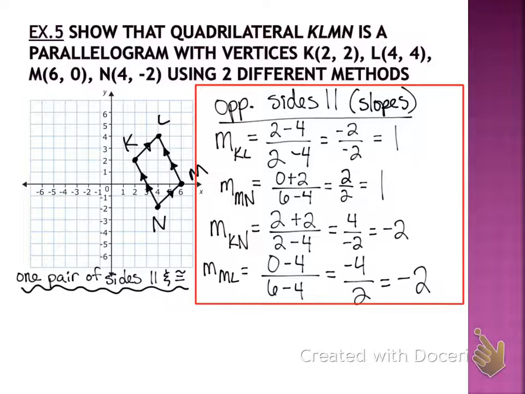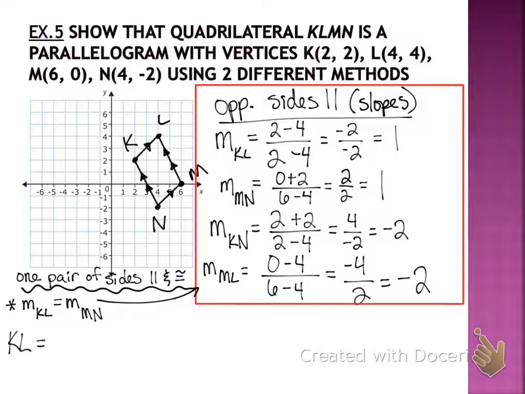KL and MN, okay. So you don't necessarily have to, but you could make a little note. The slope of KL was equal to the slope of MN from our first method over here. So you could just draw an arrow to that box. So that way we're not showing all that work a second time. We already found that their slopes were the same, therefore they are parallel. Now we just need to show that they are congruent, so we need to use our distance formula.